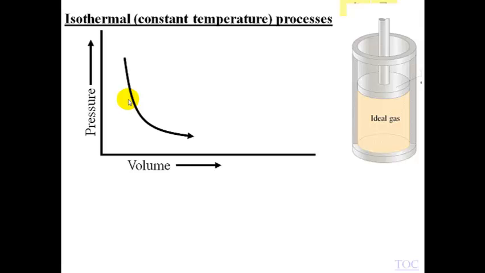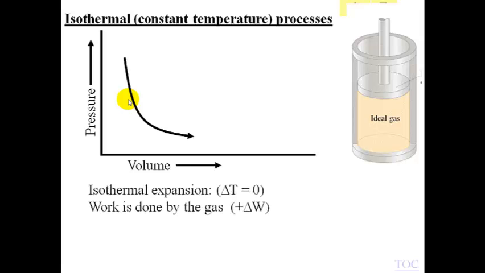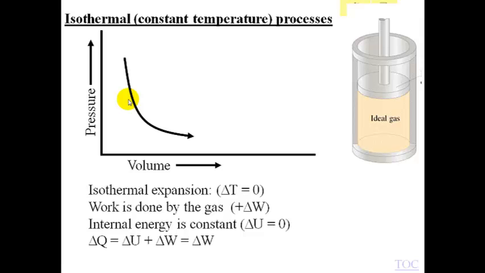Now we're looking at isothermal processes. This is where there's no change in temperature. Here we have an expansion, so there is work done. The internal energy is constant. It has to be because there's no change in temperature. So if this is 0 and this is positive, this must also be positive.